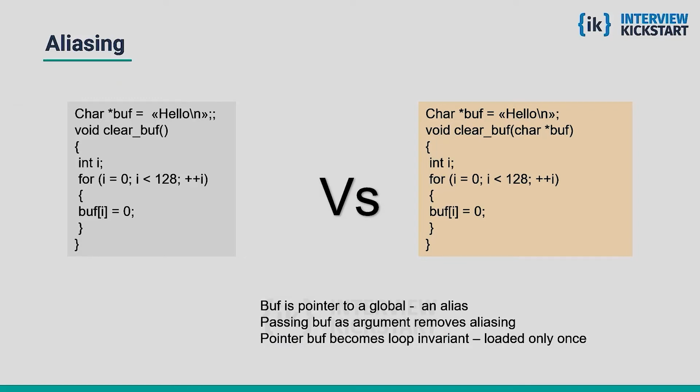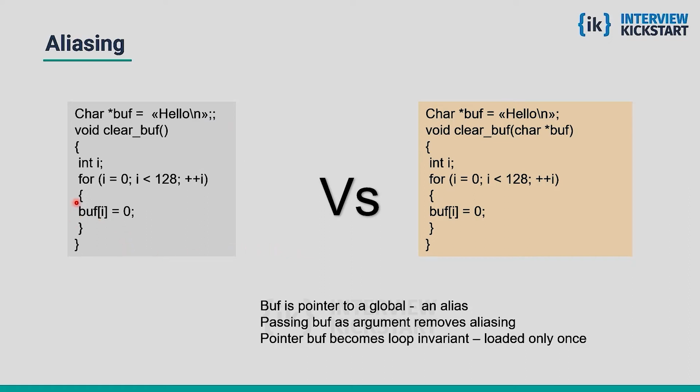Earlier, we talked about live variable analysis and aliasing. Let's now look at aliasing in more detail. So what is an alias? It's a variable, usually a global variable or a static variable, being referenced and accessed via a pointer. Now, here is an example code, which is basically a character buffer pointing to a string hello.